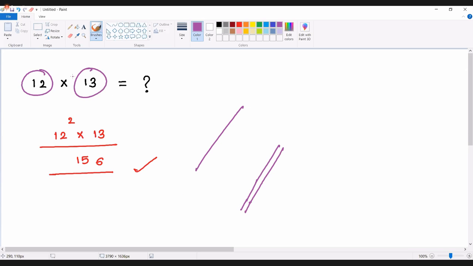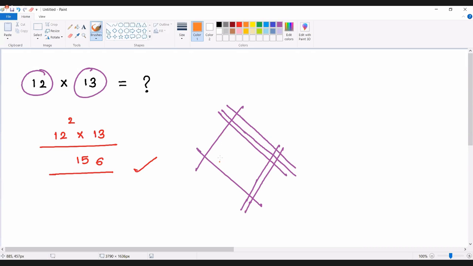So next, 13 is a number. The first digit is 1. The second digit is 3. I'm representing 2 with 2 lines, and then I'm representing 3 with 3 lines. So this is the value, and now I'm trying to find out the overall value here.